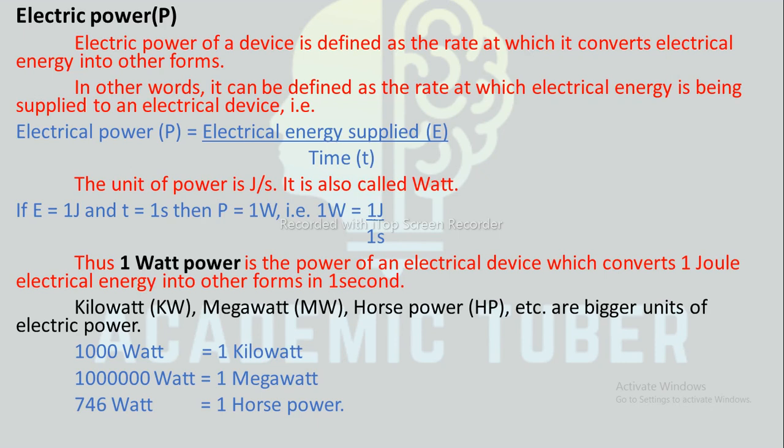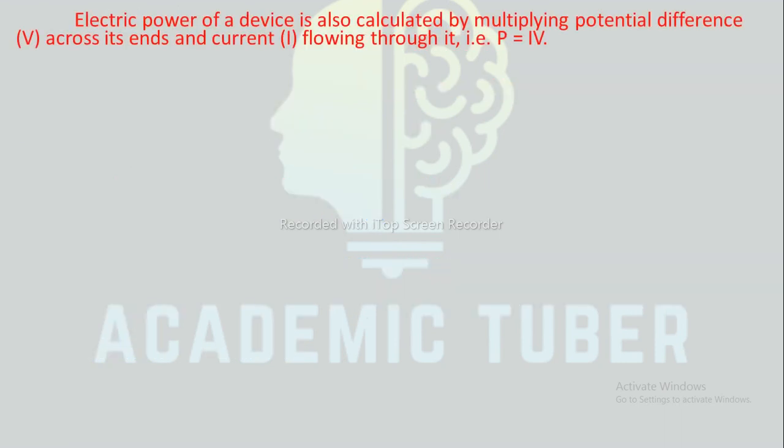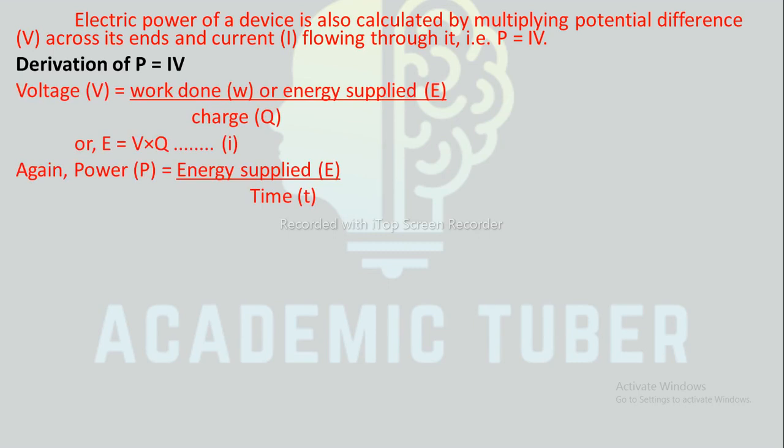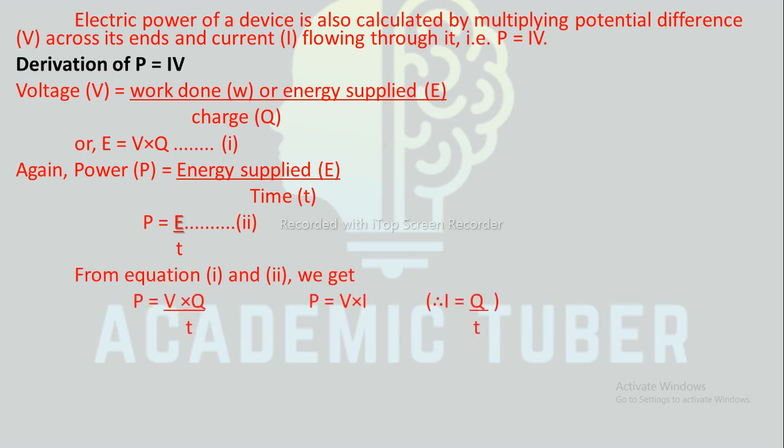Electric power of a device is also calculated by multiplying potential difference V across its ends and current I flowing through it. That is, power equals current I into potential difference V. Derivation of power equals I into V. Voltage equals work done or energy supplied per charge Q, or E equals V into Q, which is equation 1. Again we know that power equals energy by time, or P equals E by T, equation 2. From equation 1 and 2 we get P equals V into Q by T. That is P equals V into I, since we know that I equals Q by T.